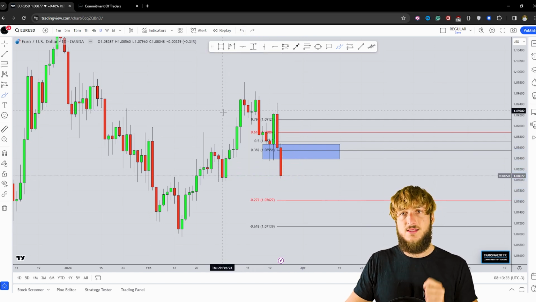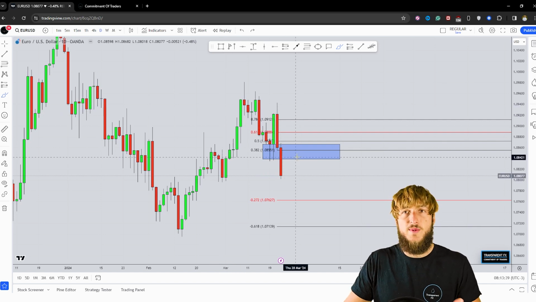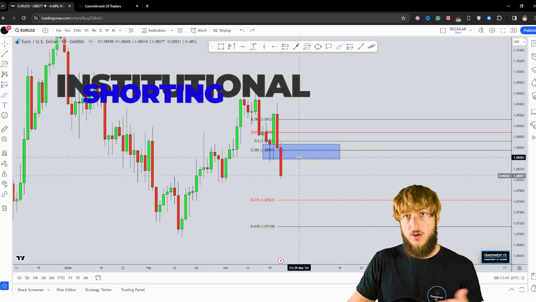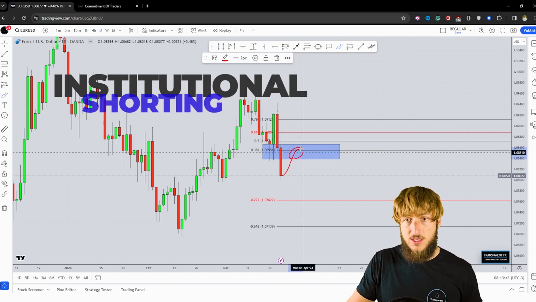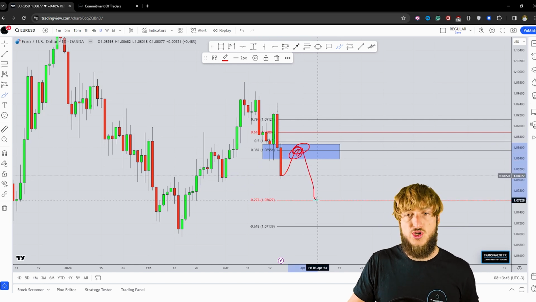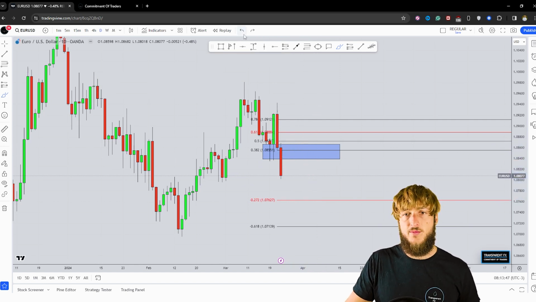And also, let's keep in mind that inside of a confluence of resistance zone, you would expect to see more institutional shorting, which at that point could further increase the probabilities of a potential rejection to the downside away from this level.